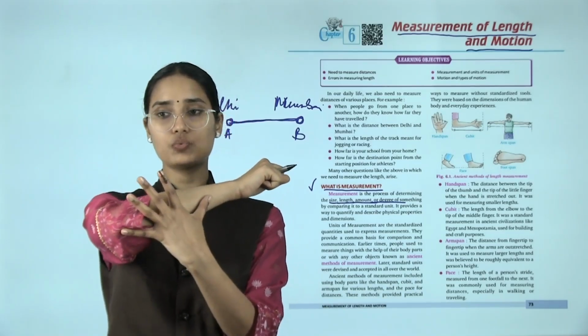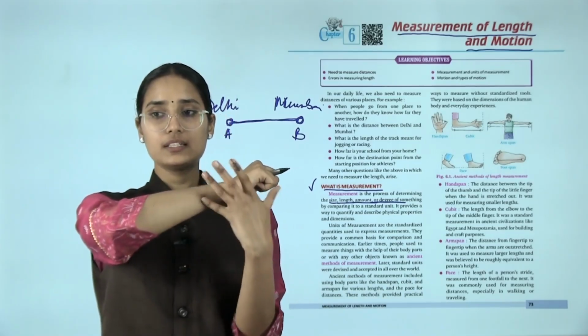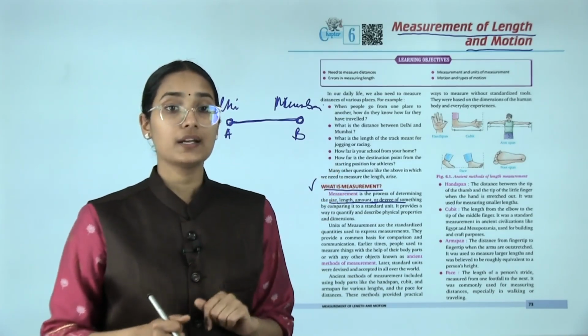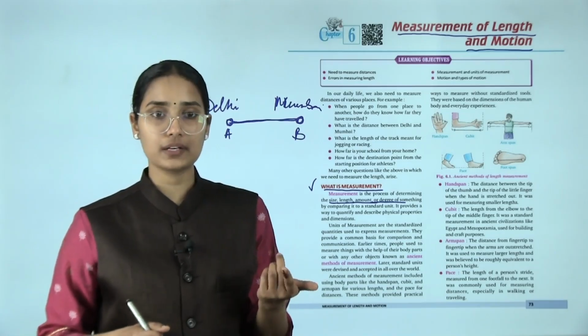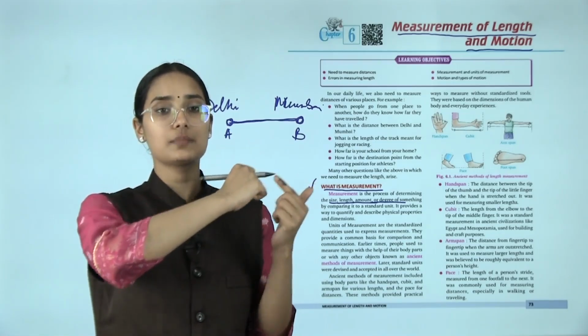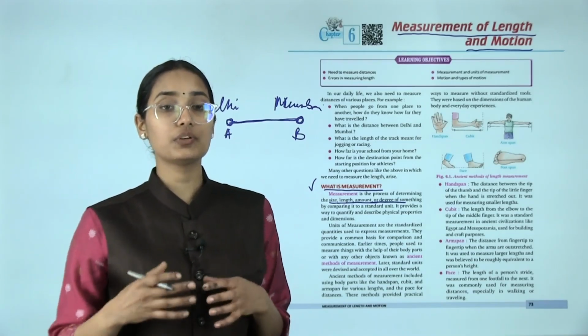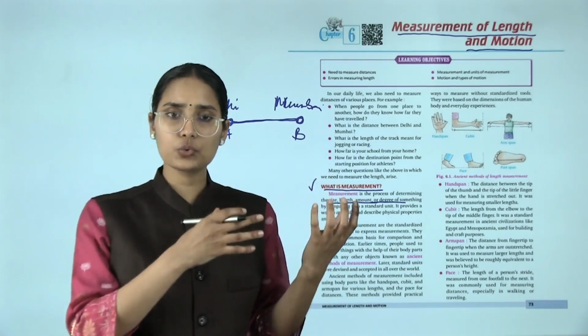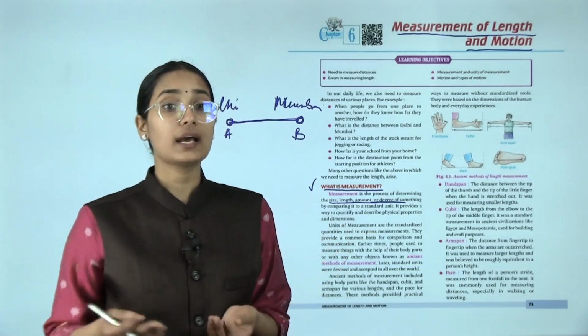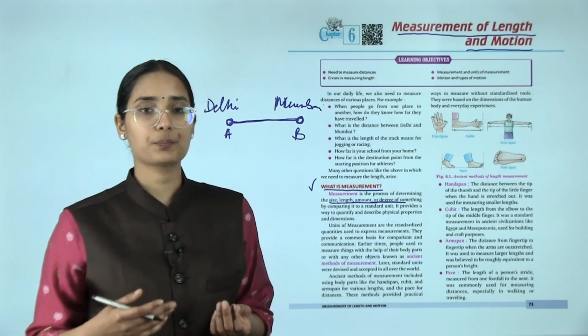For example, this is one handspan, then this is a second handspan. So this is one handspan. Now cubit and arm span for various lengths. This is from here to here, this is called the arm span. We used handspan, cubit, and arm span for various lengths, and the pace for distances.